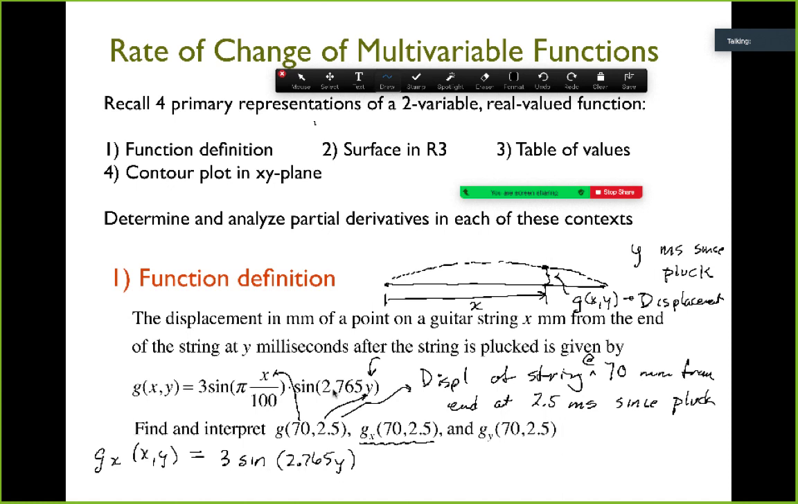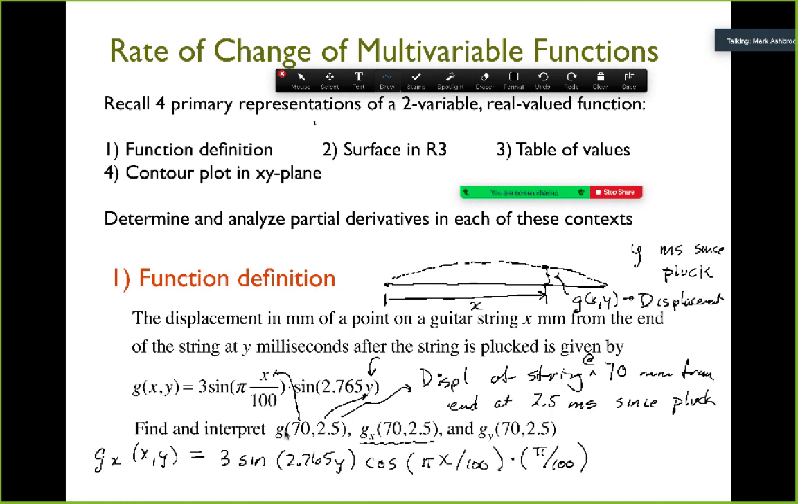That constant is multiplied, so we keep it, and then we multiply by the derivative of this with respect to x. So the derivative of sine is? Cosine. Leave the inside as it is, but then by the chain rule, we multiply by? Pi over 100. So there is the partial derivative with respect to x of our guitar string function.